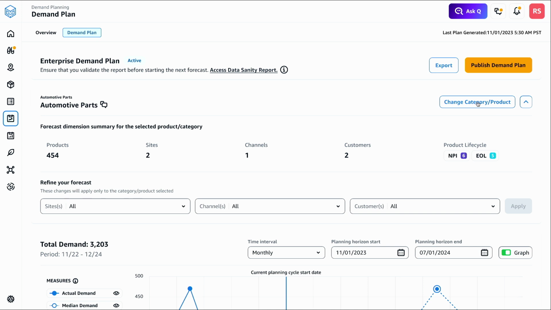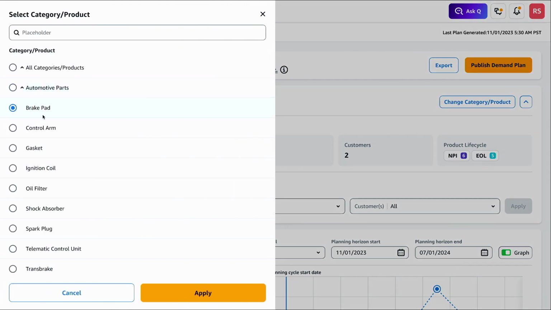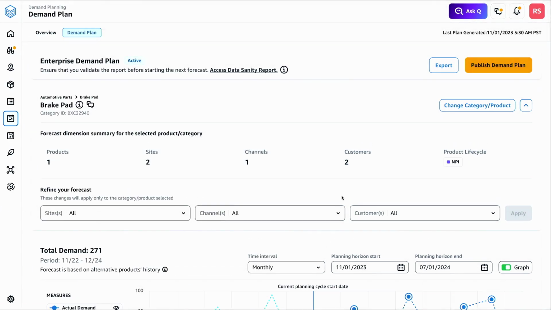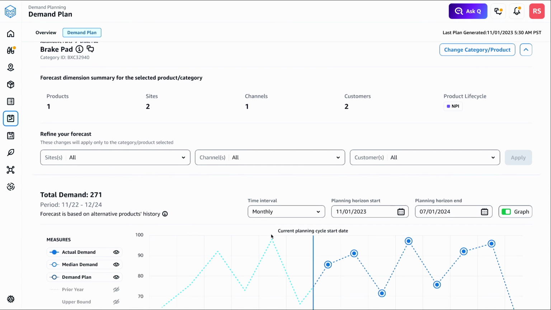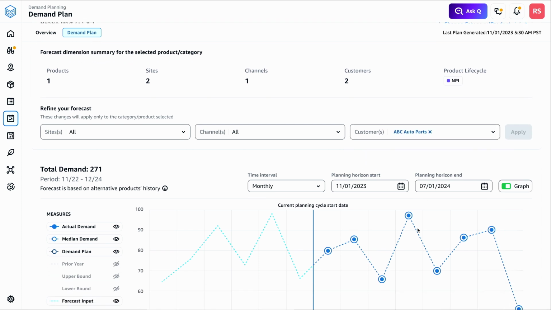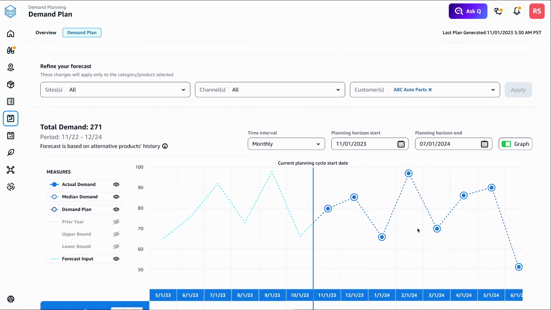So we are going to pick a product. I'm going to choose brake pad for this example. And you notice how the forecast changed as I made the selection to a different level. Now, because the call is coming from a specific customer, I'm going to choose that customer, and you would see the forecast adjusting based on the selection that I made.